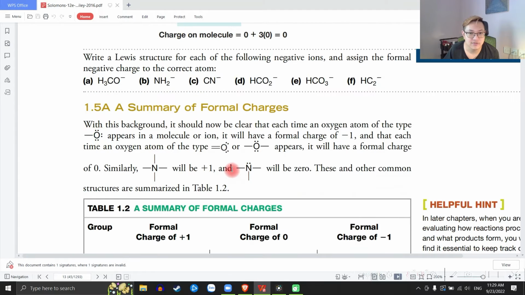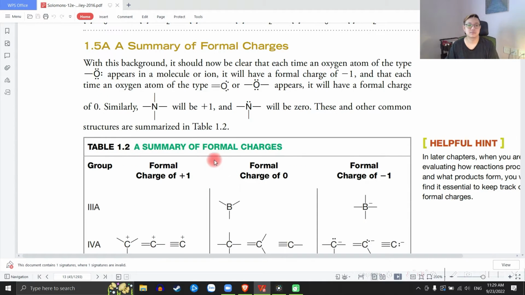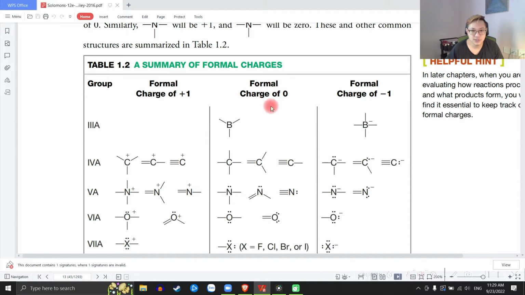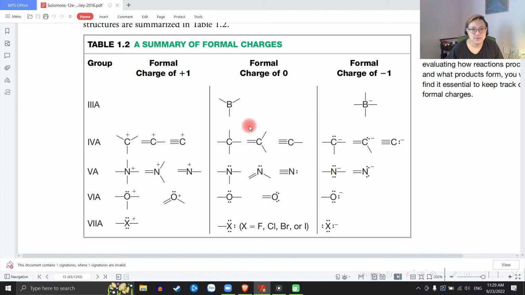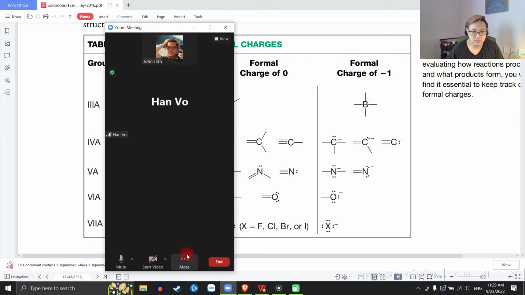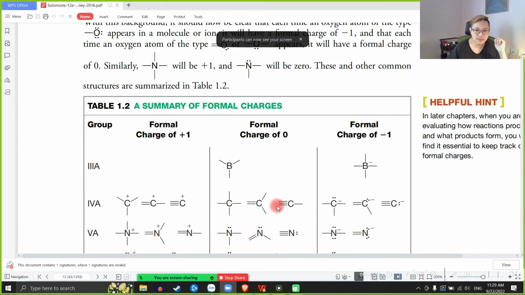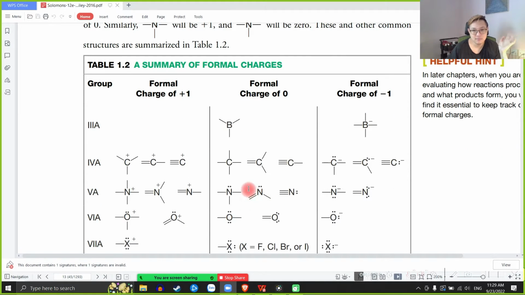Now, a summary of formal charges. So the summary of formal charges group, you can see here. Let's see formal charge of 0 first. Let's look at the middle. Can you share your screen? There you go. So we talk about 1.5, a summary of formal charges. Normally we have a formal charge of plus 1, minus 1, or 0. But let's look at 0 first.